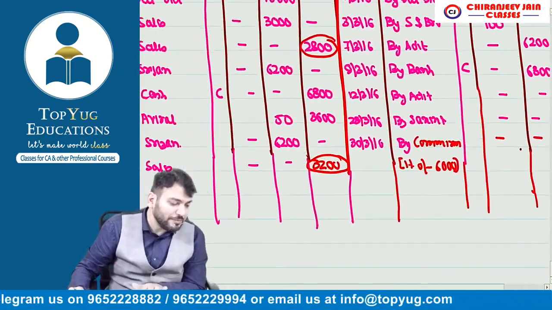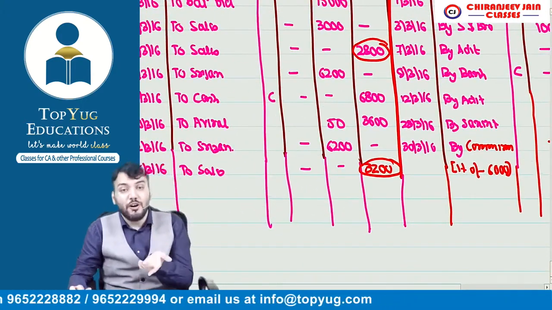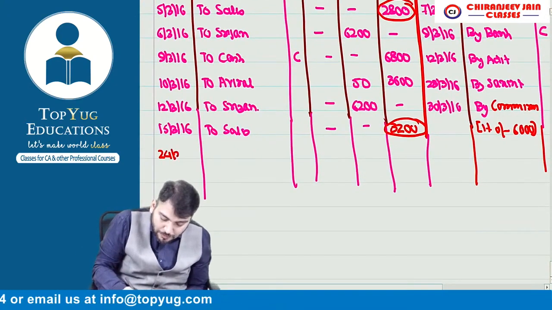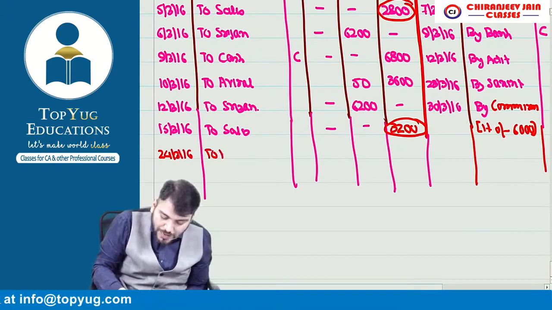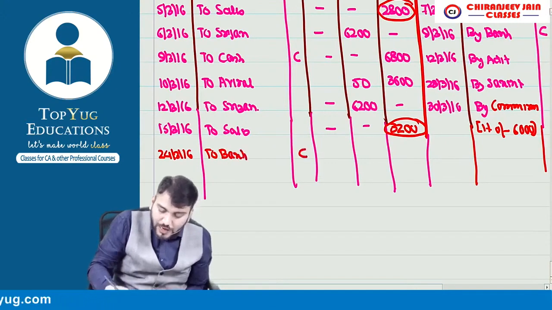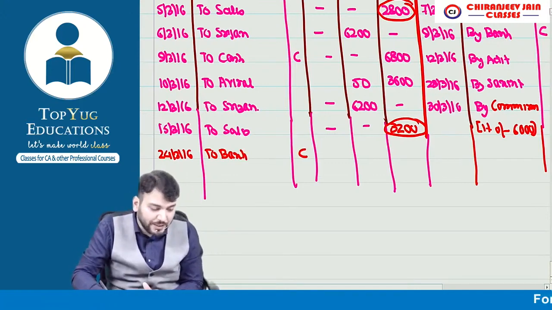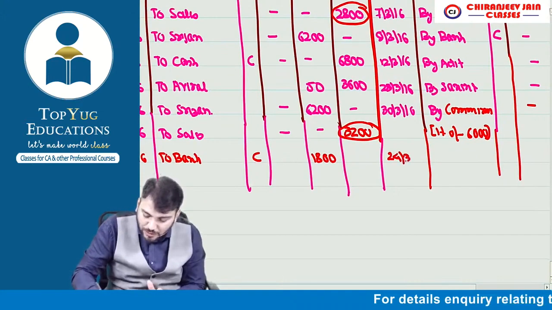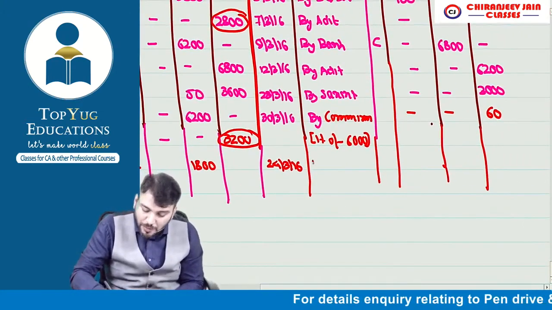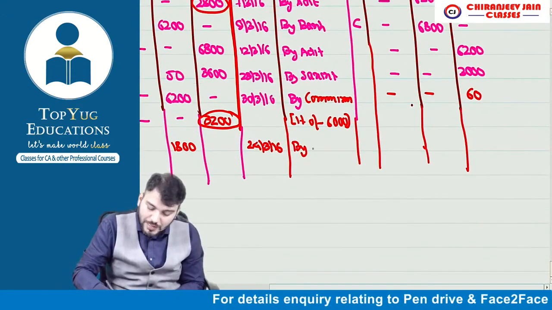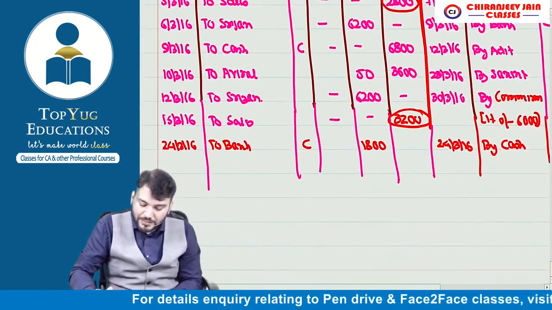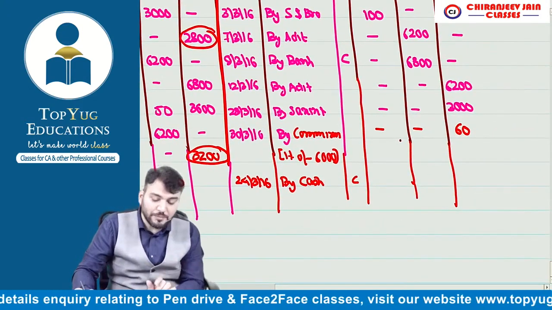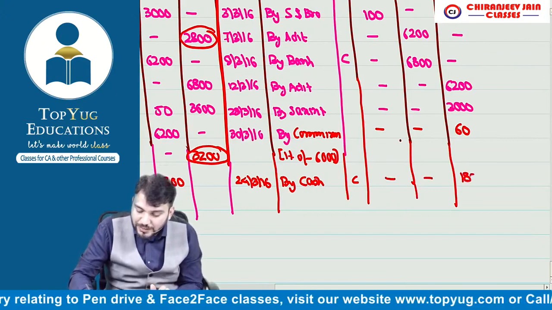There was one contra entry that was missed, 24th March, withdrawn from bank. Withdrawn from bank means cash will increase and bank will decrease. So what will the entry be? 24th March 2016, to bank. It is a contra and cash will increase by 1800, correct? On 24th March, the posting went slightly wrong, you will not do that in the exam. This will be by cash, contra, and your bank balance will decrease by 1800.